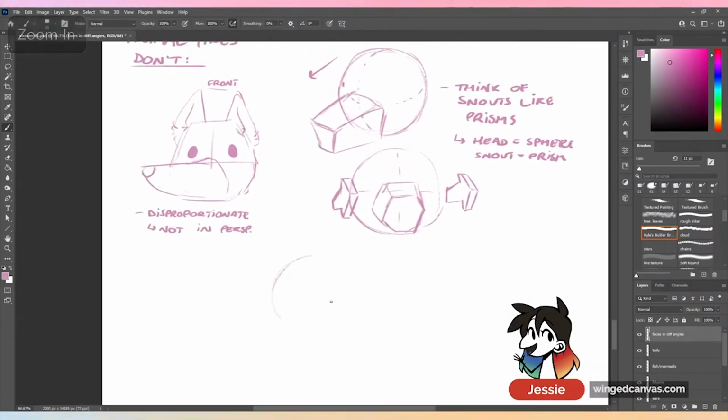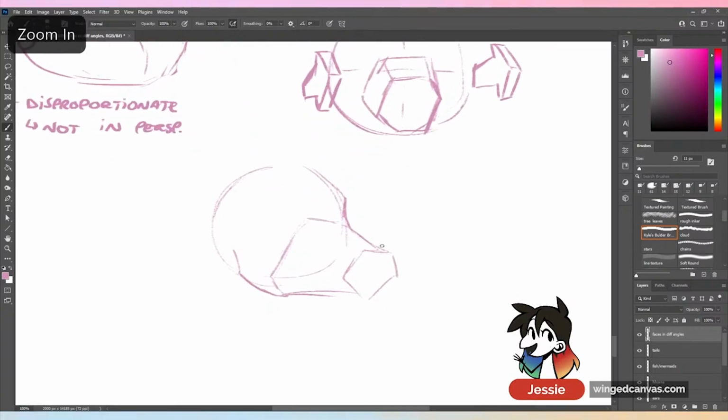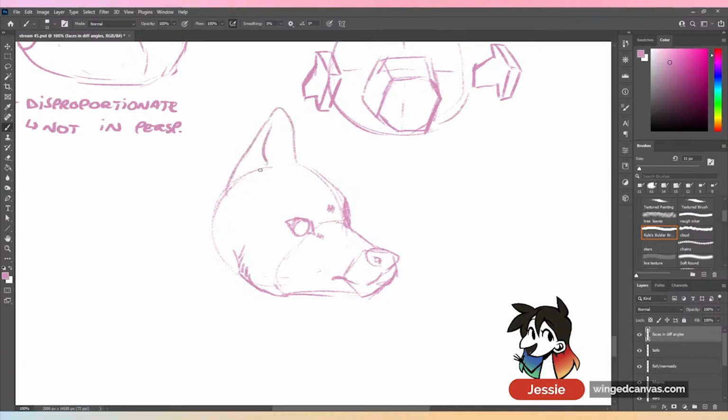So when you're drawing animal faces, you want to think of them in a 3D sense. That way it's a little bit easier to draw them. And then your nose would be kind of right here. Always easier to think in those shapes, or those forms. Technically they're forms. If they're 3D, it is a form.